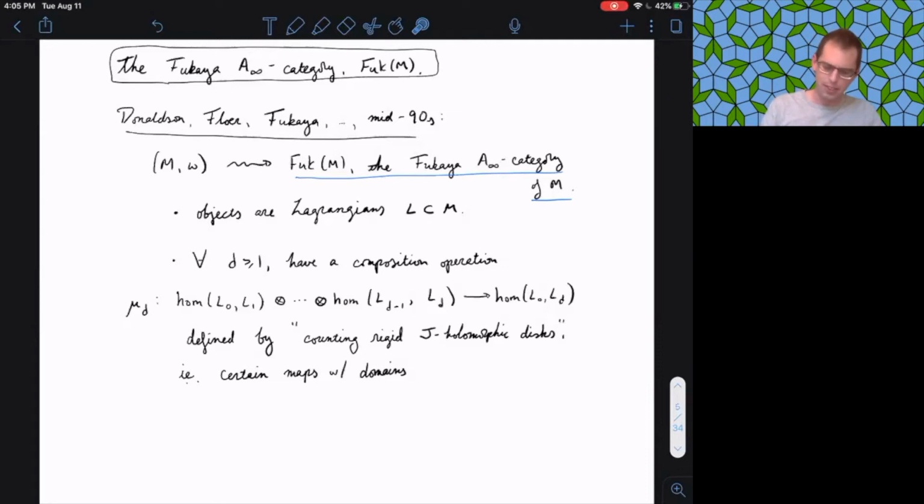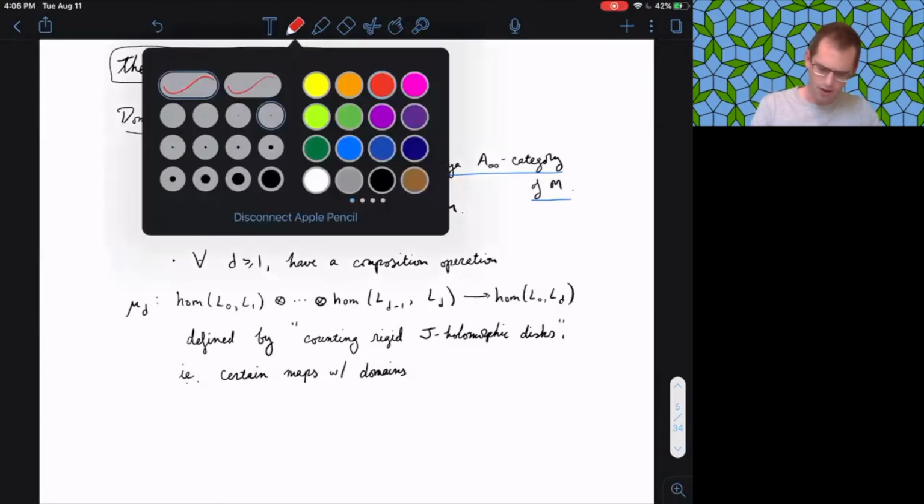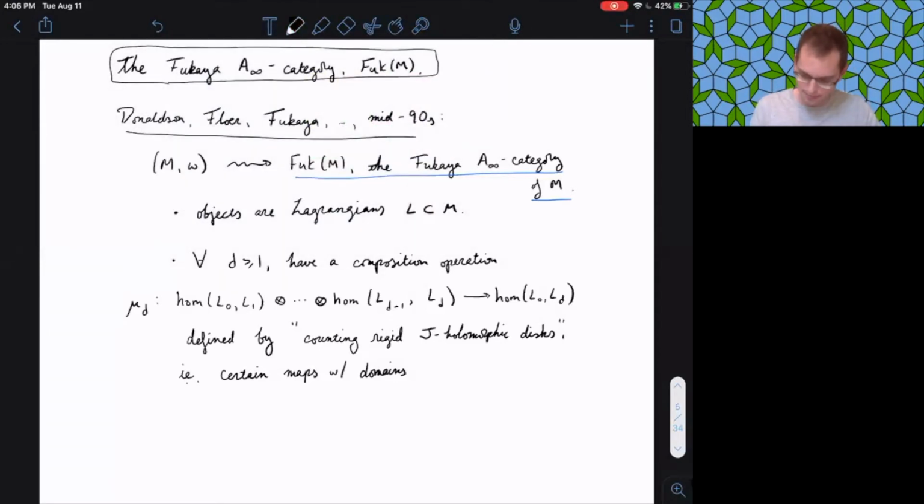It's something like a category, so the objects are the Lagrangians in M. And instead of having one associative composition operation, we have a whole family of them. For every arity d at least one, we have a composition operation called mu d. And the way it's defined is by equipping M with an almost complex structure J, and considering certain maps, which are J-holomorphic, whose domains are disks with some boundary mark points.